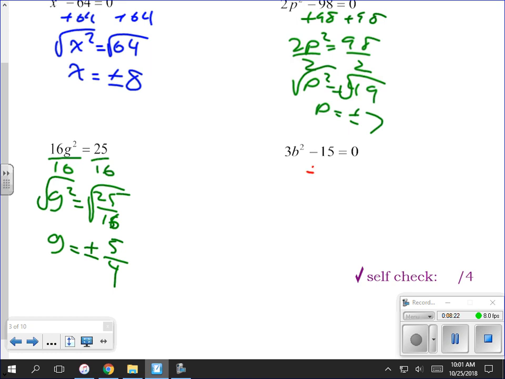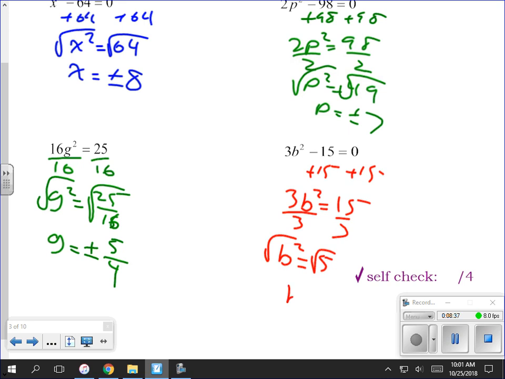And last one, add 15 to both sides. 3b squared is equal to 15. Divide both sides by 3. B squared equals 5. Square root both sides. And B equals plus or minus the square root of 5. Any questions? Not bad. We are going to be doing similar things when we do completing the square.